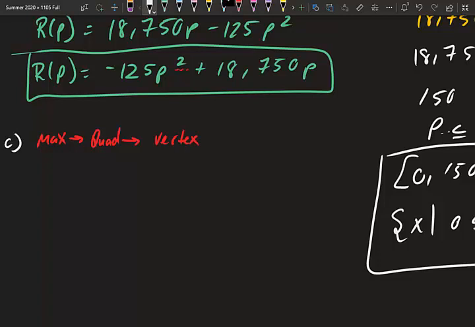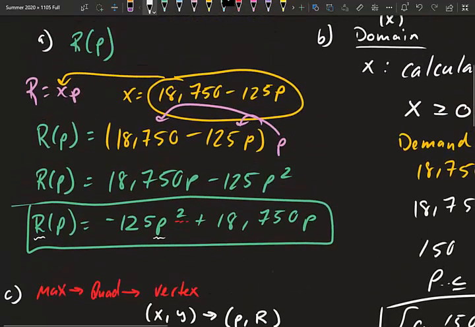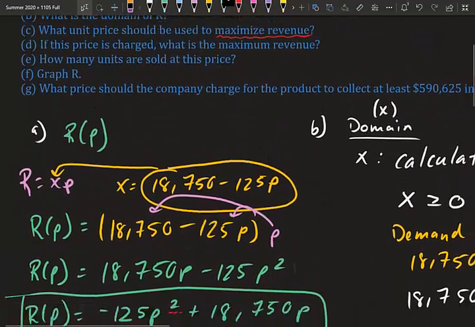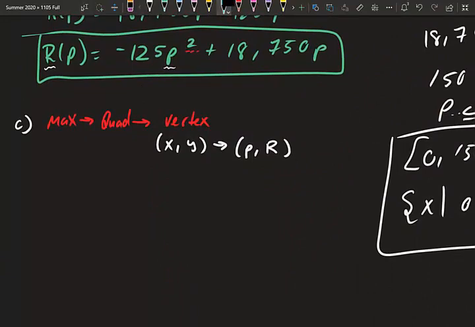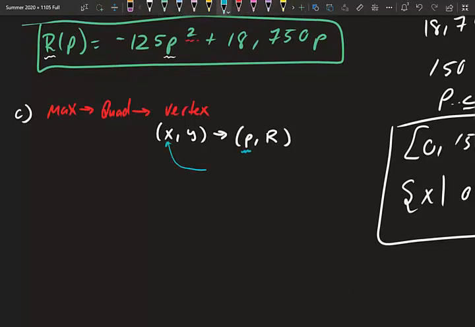The vertex, remember, that's x and y. But instead of x and y, in this word problem, we're going to be using p and r, because in place of the x is p, in place of the y is r. So if it's asking for what unit price, we're technically looking for the p of the vertex. So let's go ahead and find the p, or the x, of the vertex.